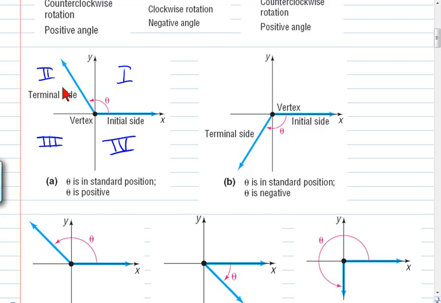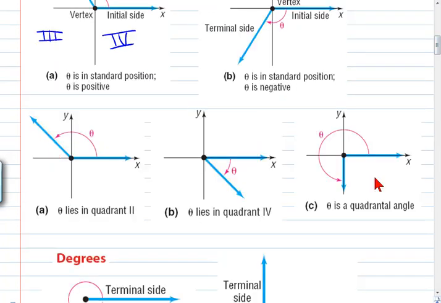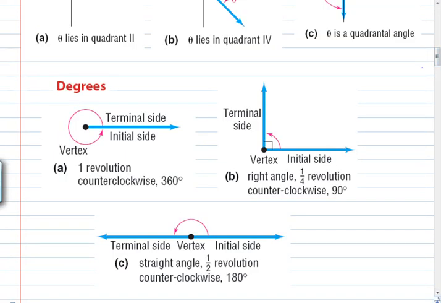Here's an angle that terminates in quadrant 2. Here's an angle that terminates in quadrant 3. This angle right here is positive because it moves in a counterclockwise direction. This angle is negative because it moves in a clockwise direction. Once again, you can check the quadrants. Now, if your angle terminates on one of the axes, we call this a quadrant angle. And the quadrant angles are special angles to us because we can easily plot points that lie on the terminal side of the angles.